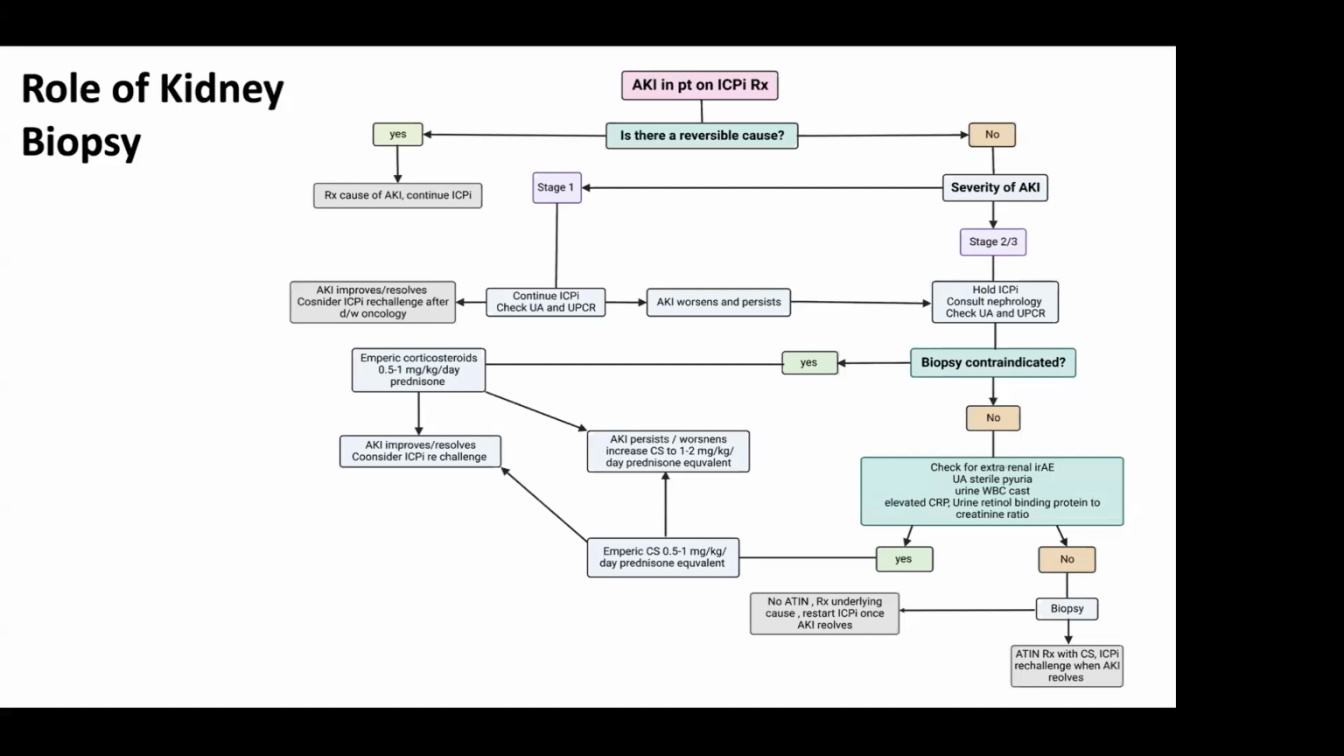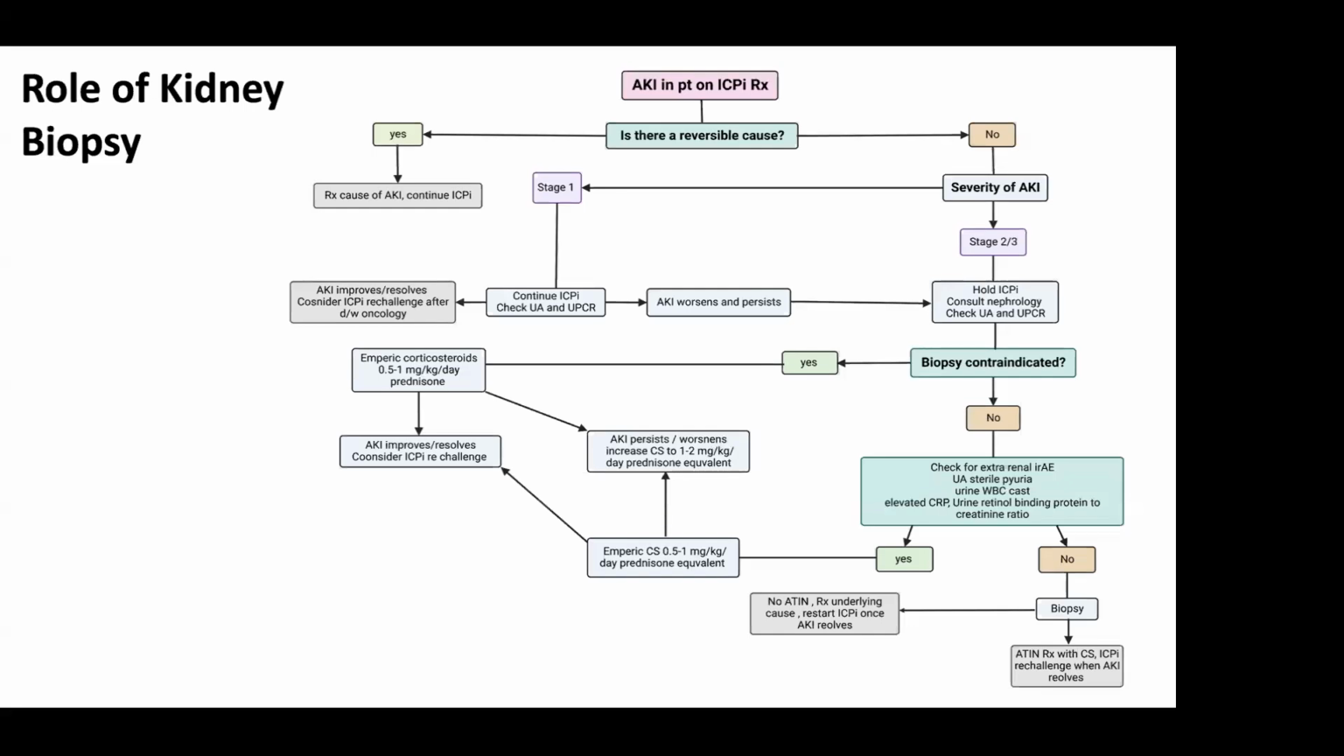Always make sure there are no reversible causes of acute kidney injury. The most common cause of acute kidney injury can still be hemodynamically mediated or volume depletion. Make sure the patient is not volume depleted. Remove all the offending medications. And then see if there is improvement in the kidney function.